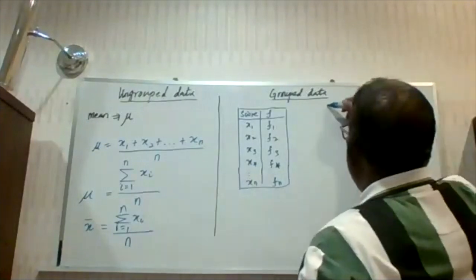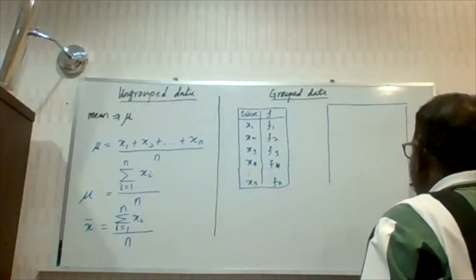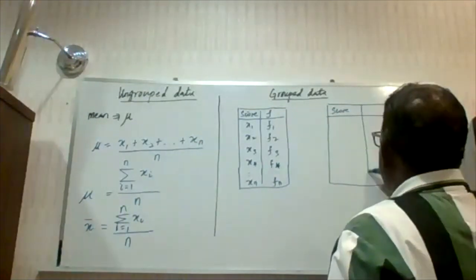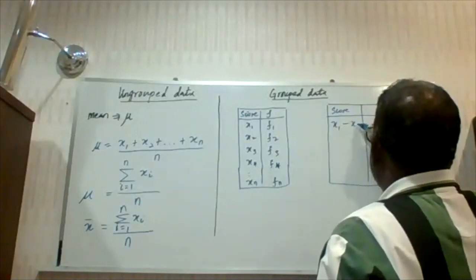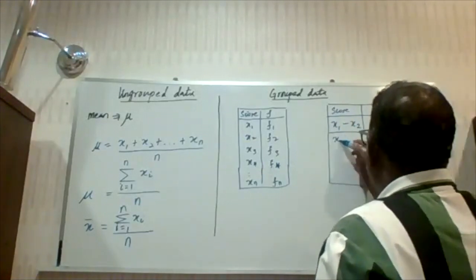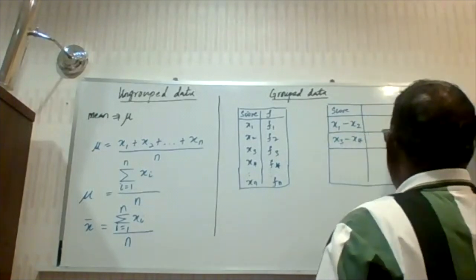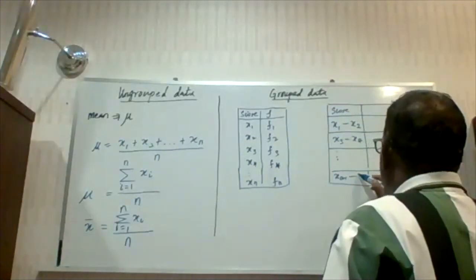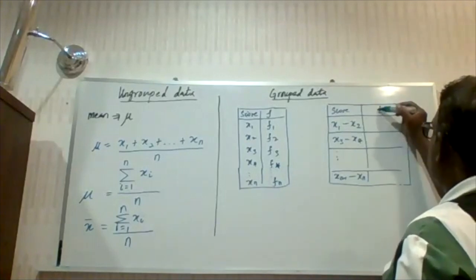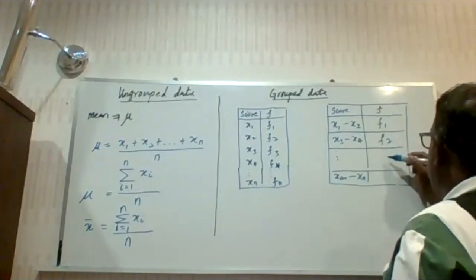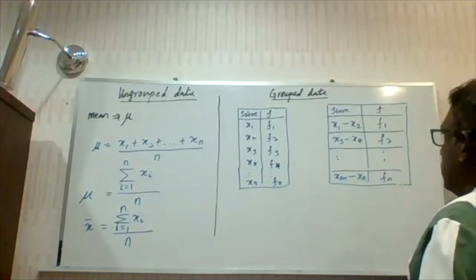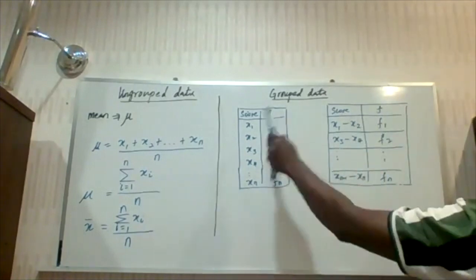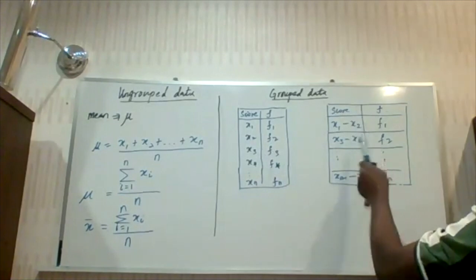Then you have data with class interval. So you must understand what all this is. The same score can be presented in the form of x1 to x2, and then x3 to x4, and so on, and eventually you'll have xn minus 1 to xn. This is the frequency: frequency 1, frequency 2, and so on, and frequency n. So you have two. Both are group data, but that is individual, and that is in the form of a class interval.